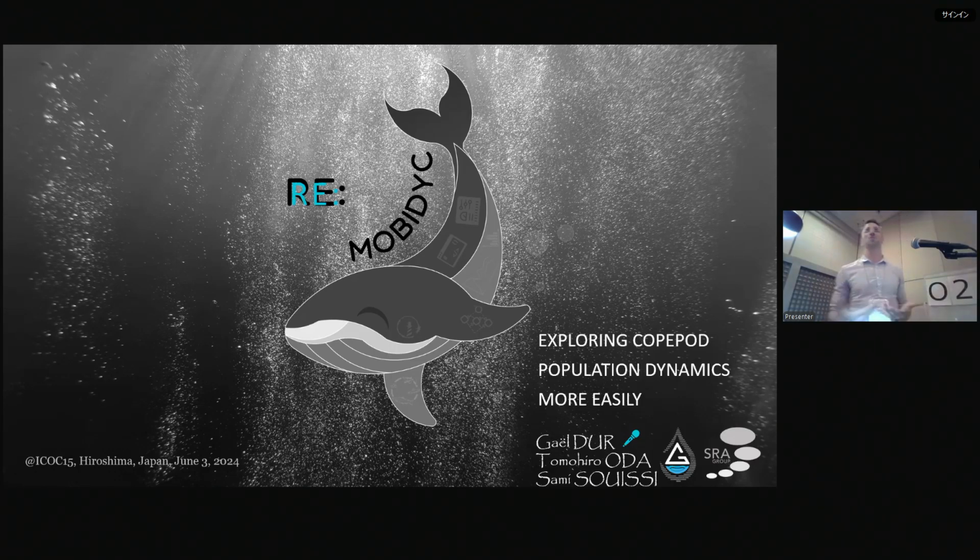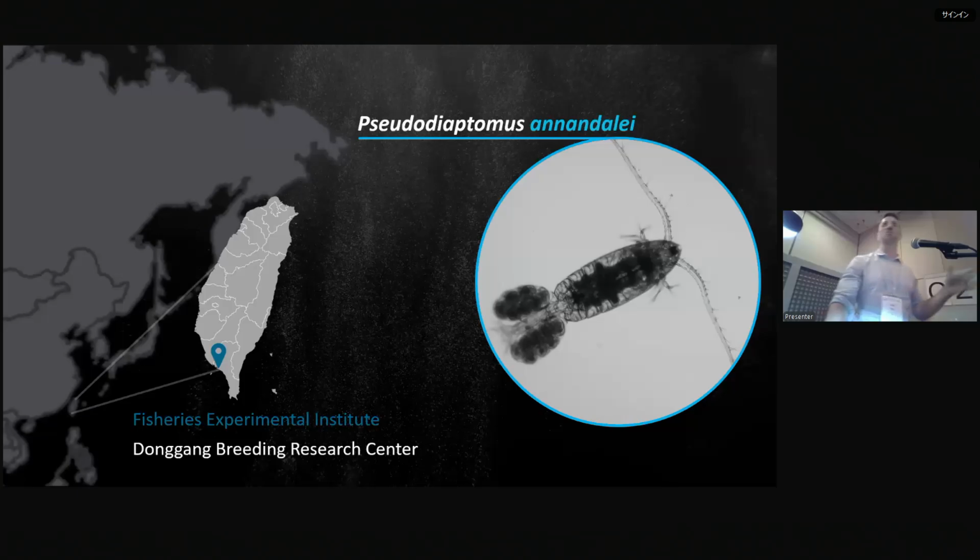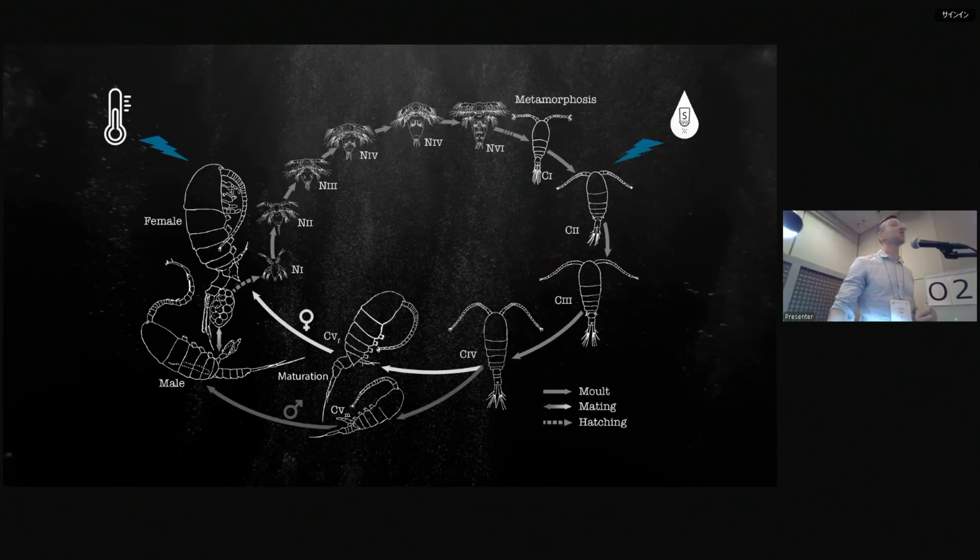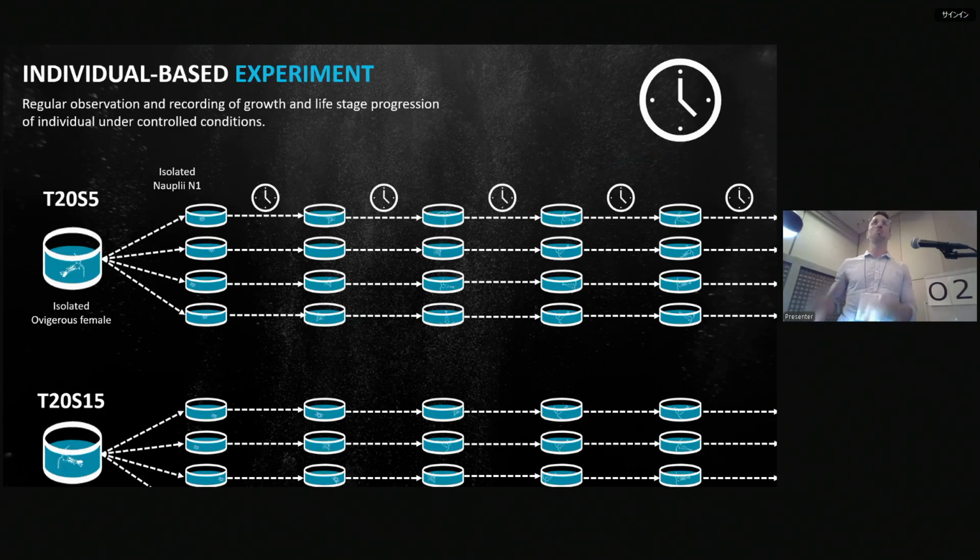But first of all, let me start with a personal story that underscores the importance of individual-based models. When I was a PhD student, I helped one of my lab mates with her research. We went to the south of Taiwan to study Pseudodiaptomus annandalei. Her study focused on the effect of temperature and salinity on the development of that copepod. She used an individual-based experimental approach, where you basically follow the growth and stage-specific progress of every individual at different conditions.